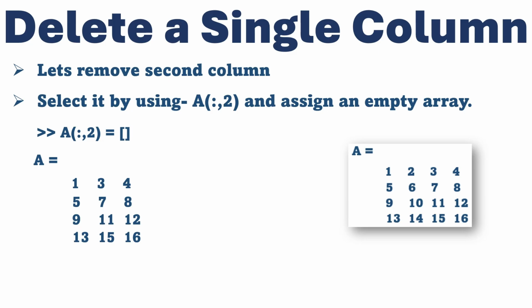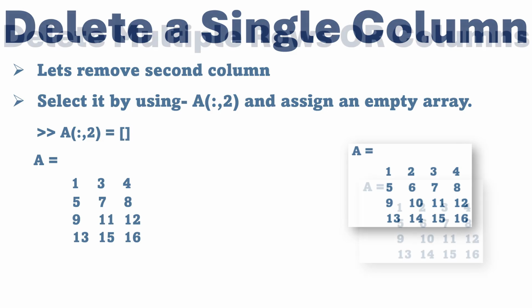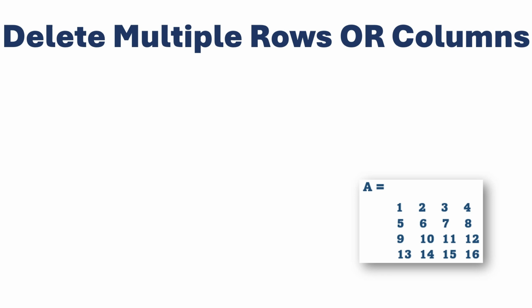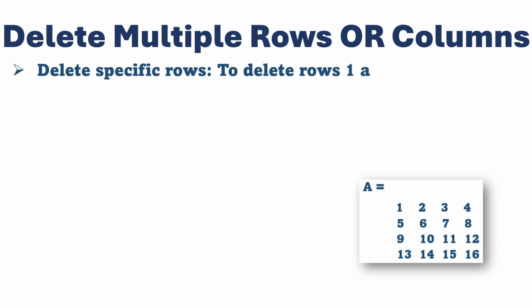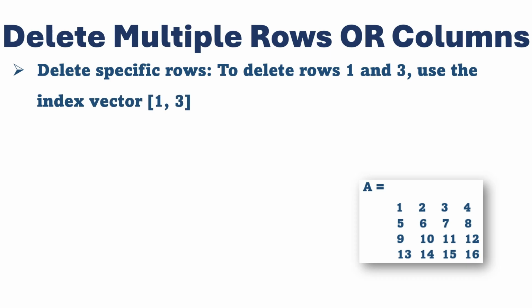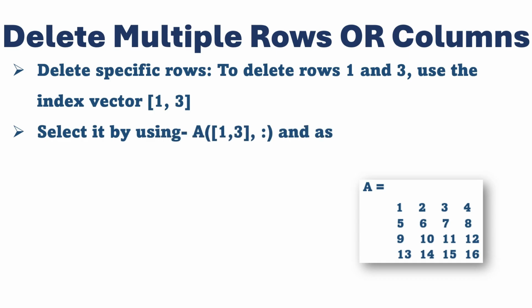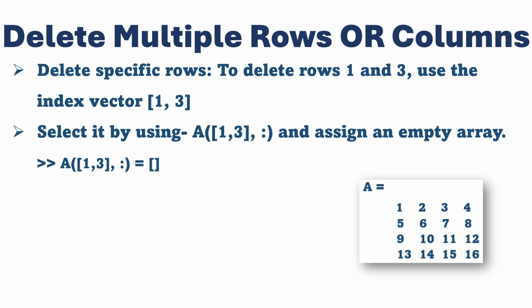Now let's look at how to delete multiple rows or columns. To delete specific rows, to delete rows 1 and 3, use the index vector in the square brackets 1, 3. Select it by using the syntax A of 1, 3, then use a comma and again the colon symbol and assign an empty array. What we are going to do here is select row number 1 and row number 3. I use this syntax, assign the empty array, and let's look at the result.